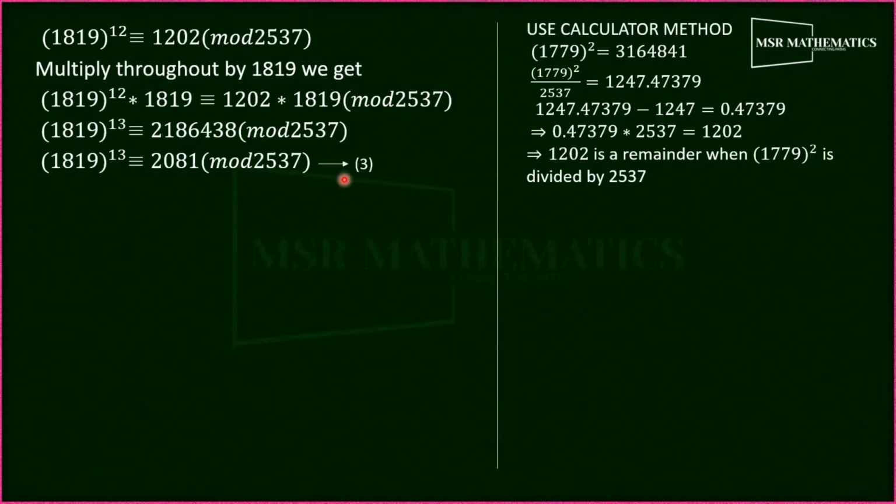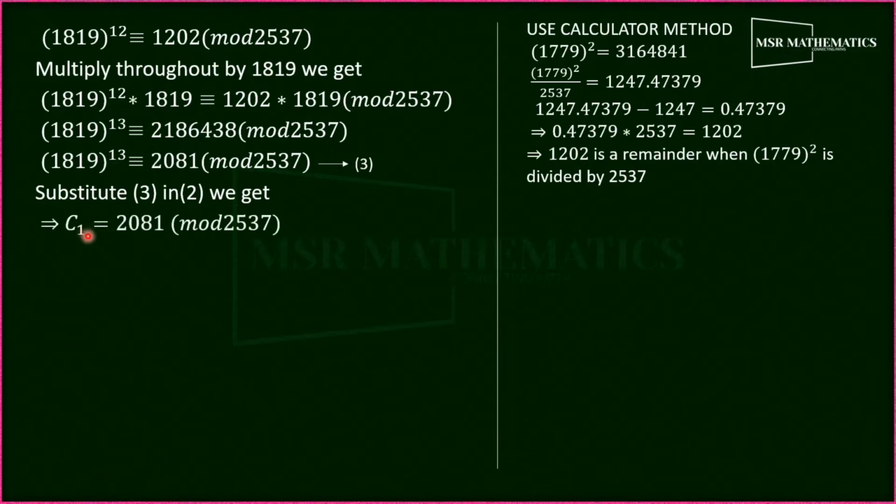Call this as equation number 3. Here this value is 2081. So next step, substituting equation 3 in equation 2, we get a value of C1. Here equation 2 is C1 is congruent to 1819 power 13 under modulo 2537. Here 1819 power 13 is congruent to 2081. So we can conclude that C1 is equal to 2081 under modulo 2537.